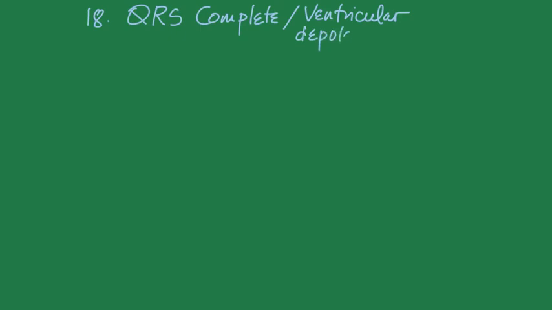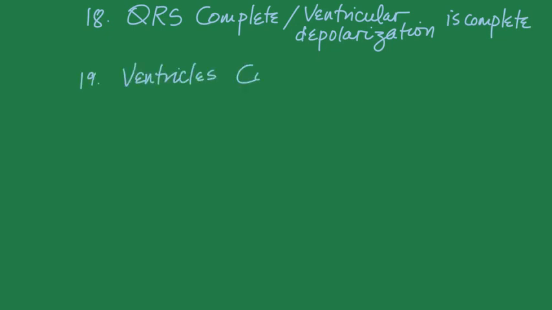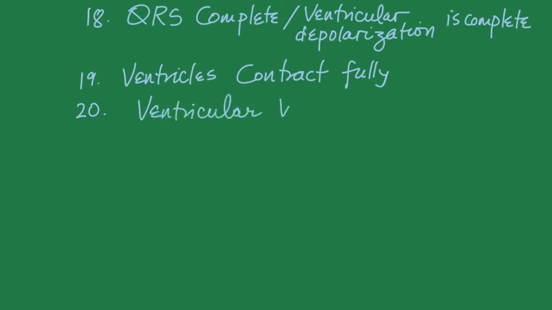Here is the most dramatic event, QRS complete. This means that ventricular depolarization is complete. Ventricular depolarization is followed by ventricular systole. So ventricles contract fully. The fully is important because it has an effect on ventricular volume. Ventricular volume decreases greatly because the ventricles contract fully. There's no space. So ventricular volume decreases greatly, which means ventricular pressure will increase greatly.